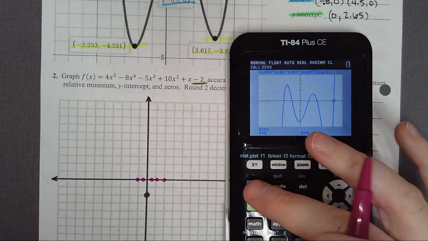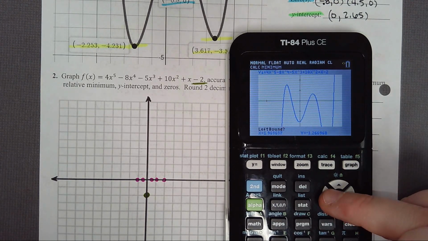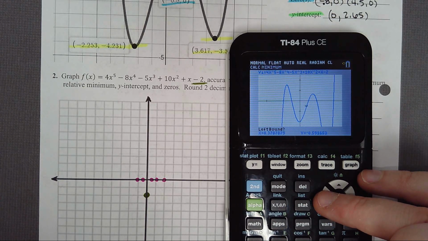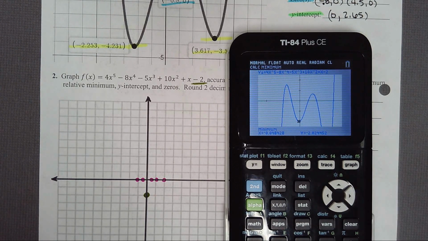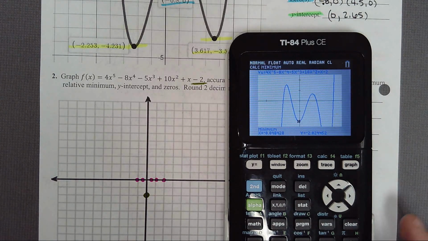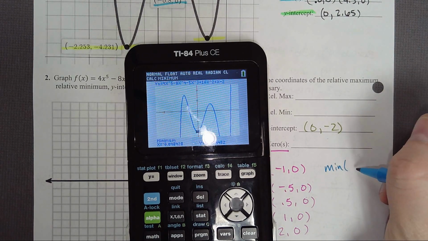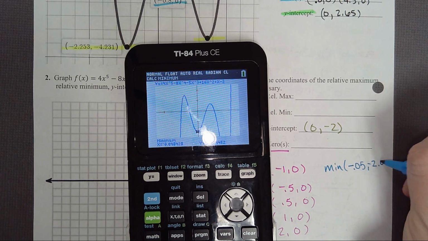So second calc. I'm gonna do my mins next. So I'm gonna go back to the left side, so I go left to right. You're gonna be on the left side of the graph, or the min, and then you're gonna go to the right side of the min. Enter, enter. Oh, I knew that was gonna be icky. All right. So min is at negative 0.05, comma, negative 2.02.